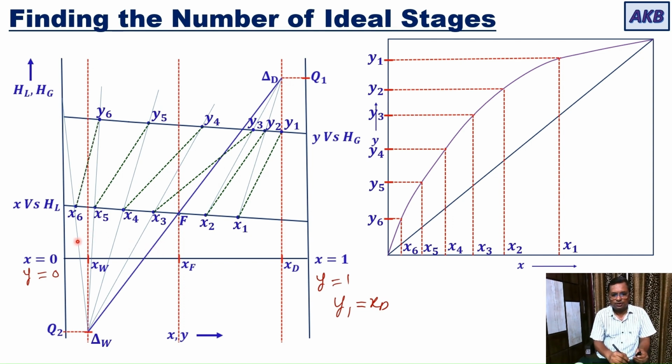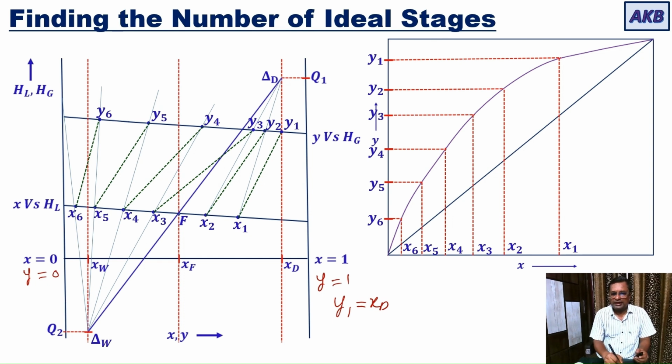So now you'll draw the construction line through x6. That will be the last construction line for this particular case. And then you are going to connect x6 with y6. So we now have to stop because we have crossed the vertical line through xW. Now the task left is you have to count the tie lines, the green dash lines in this case.